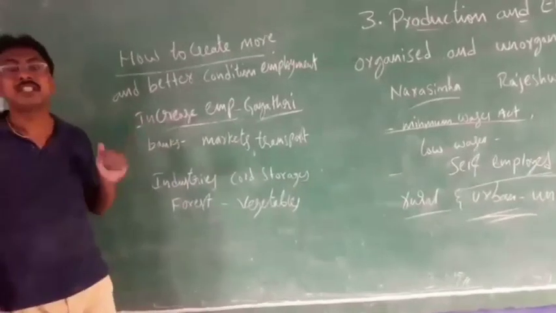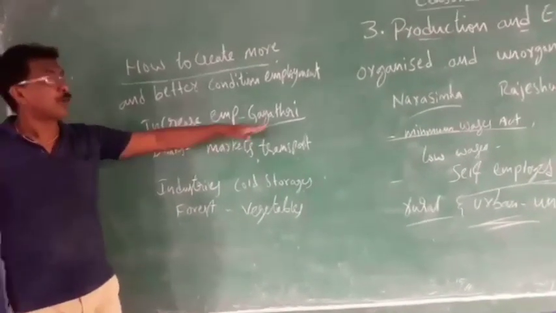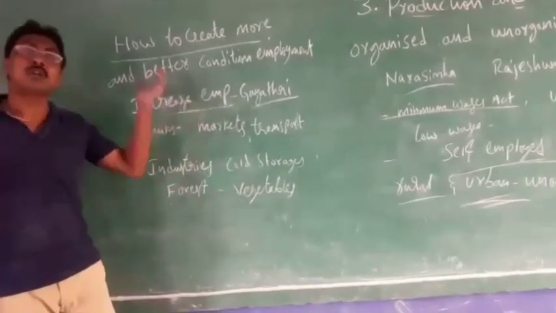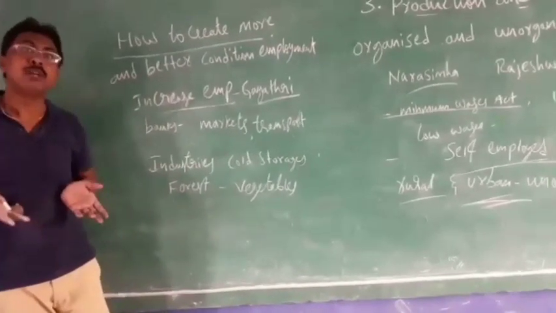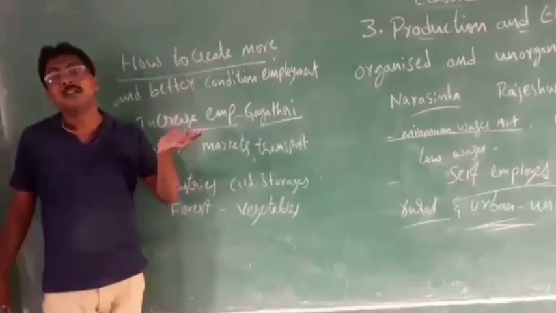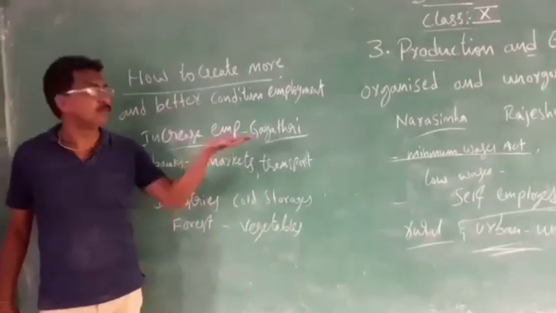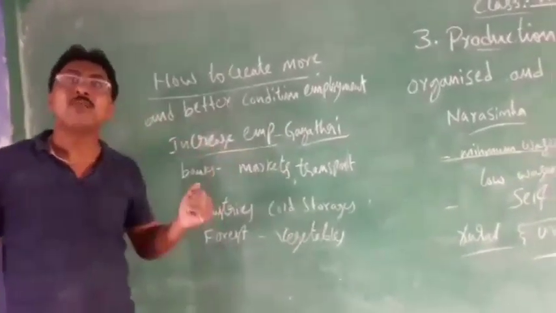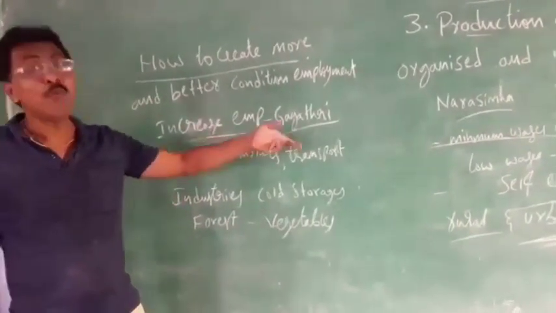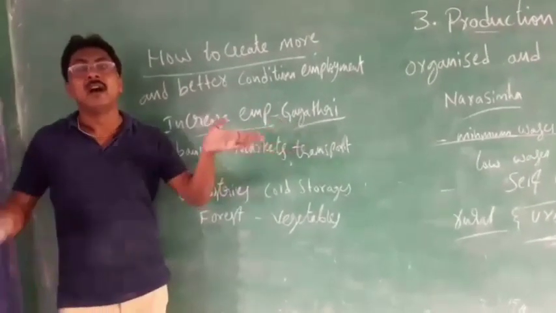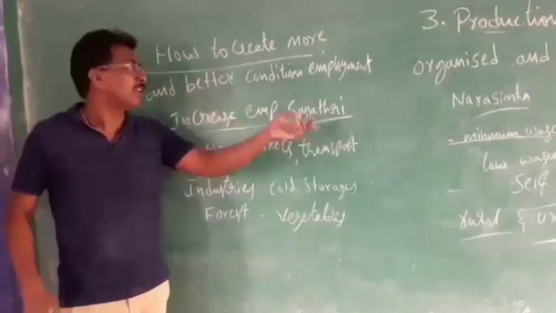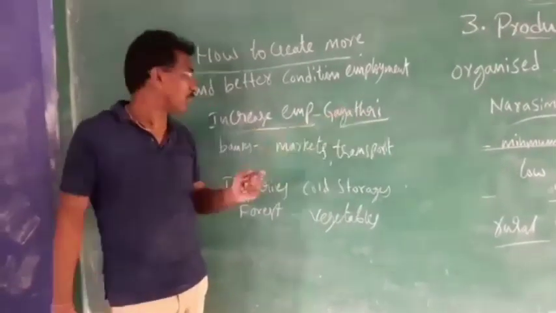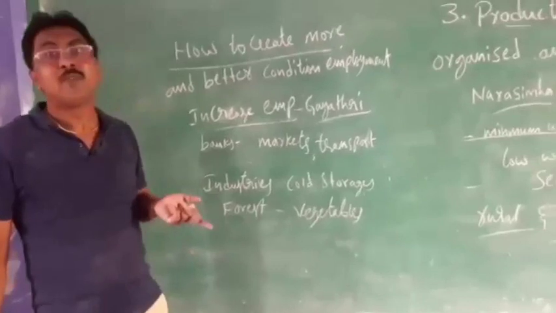Once again I am telling you, all 5 members are working, not only Gayatri. In India, 60% of the people are doing agriculture, and still, more than the requirement, people are working in agriculture. You can see that in Gayatri's family.